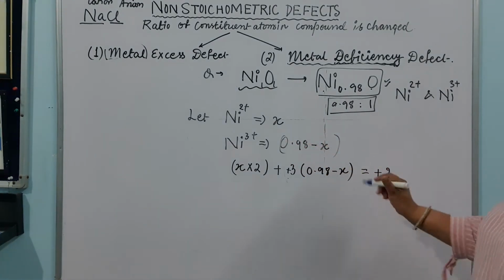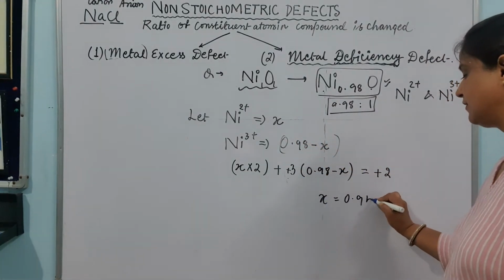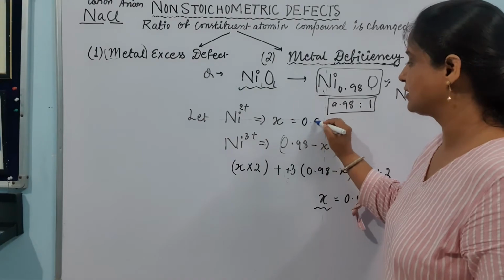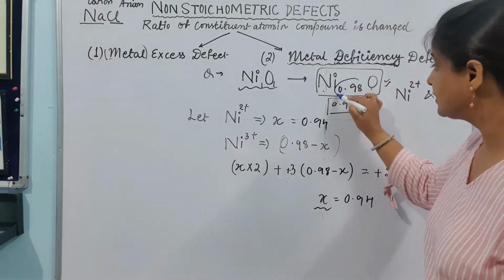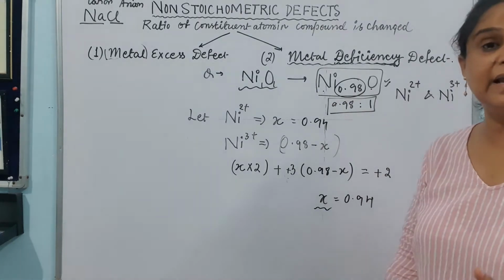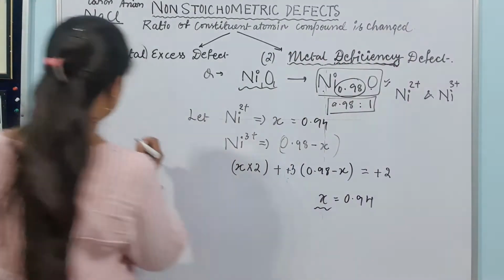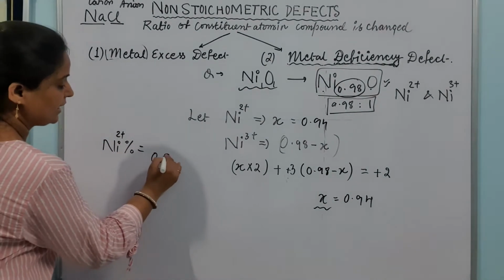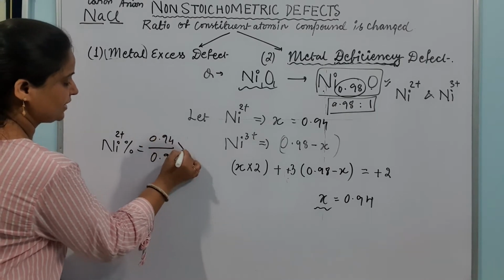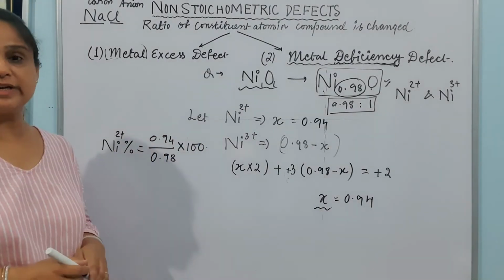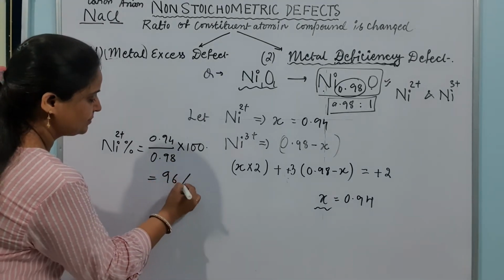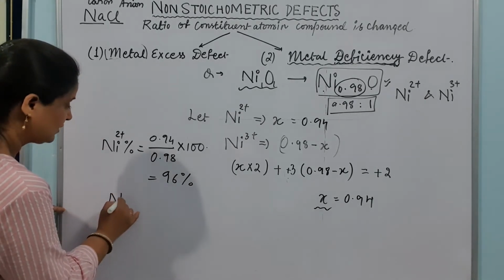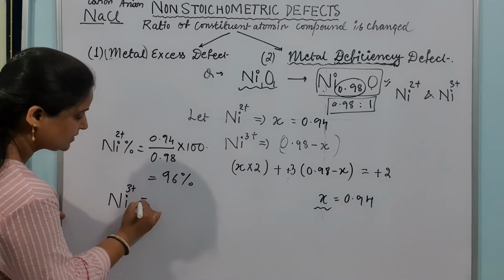When we calculate it, you will find the value of x as 0.94. So if this x is 0.94, what does it mean? It means Ni+2 is 0.94 out of 0.98. So what is the fraction of Ni+2? 0.94 out of 0.98 is the fraction of Ni+2. When you calculate it, you will find it at 96%. So this 96% fraction is of nickel plus 2. What will be the fraction of Ni+3 then?